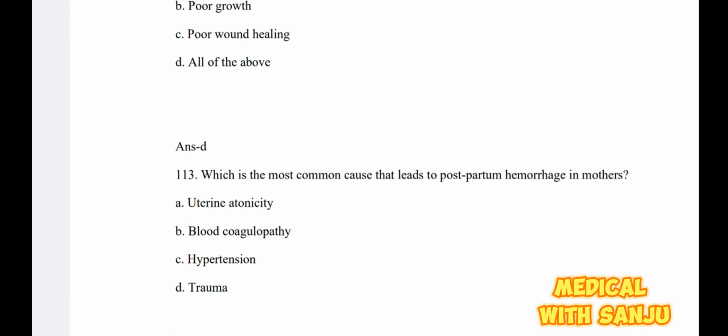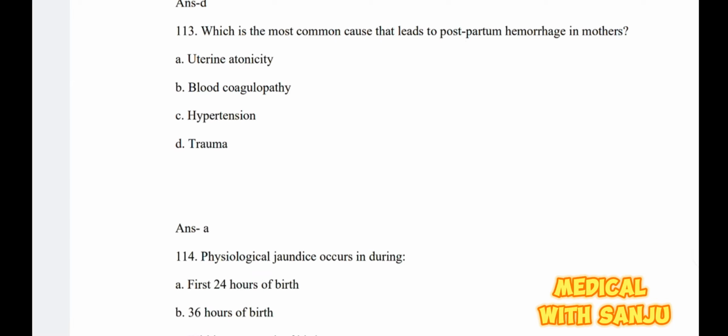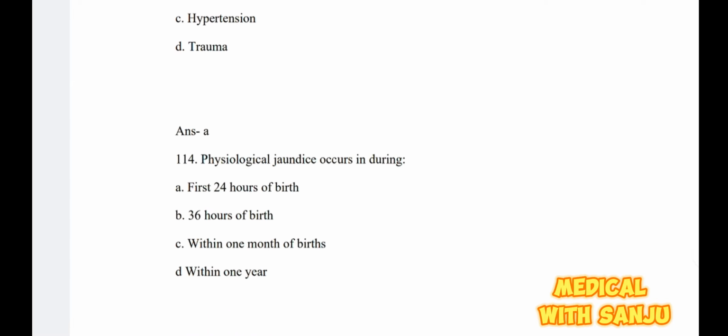Question number 113. Which is the most common cause that leads to postpartum hemorrhage in mother? Option A, uterine atonicity, option B, blood coagulopathy, option C, hypertension, and option D, trauma. The right answer is option A, uterine atonicity.